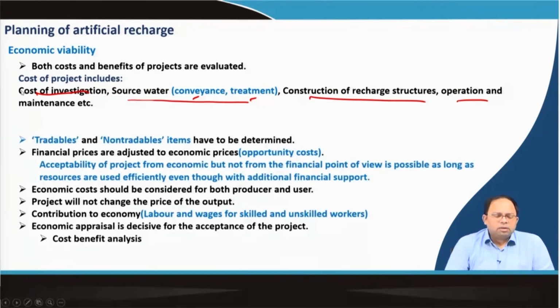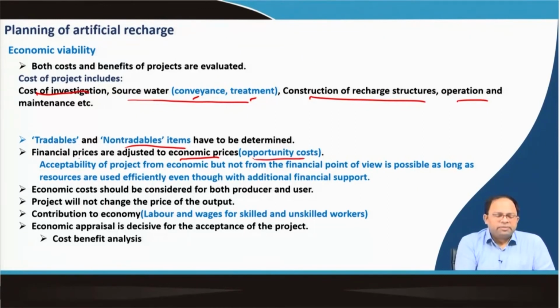Whereas the benefits of the project, as we were discussing earlier, could be environmental benefits and social benefits. Sometimes those could be tradable and sometimes non-tradable items, which means we cannot put a monetary cost on them. And then we really need to be careful about determining the cost of a project. So we need to understand the difference between financial price and economic price. And economic price also includes the opportunity cost as well, right?